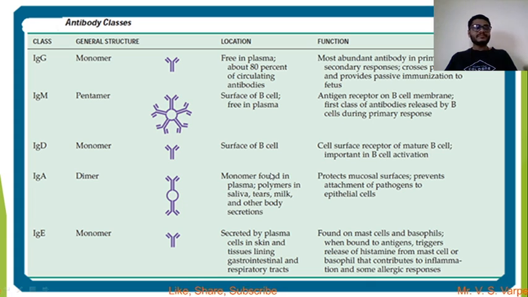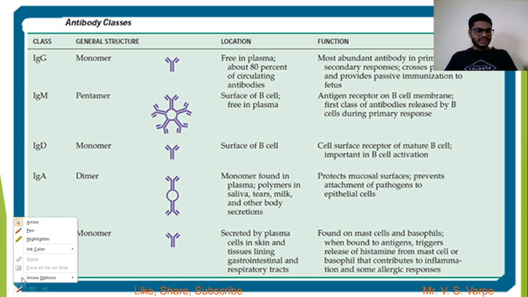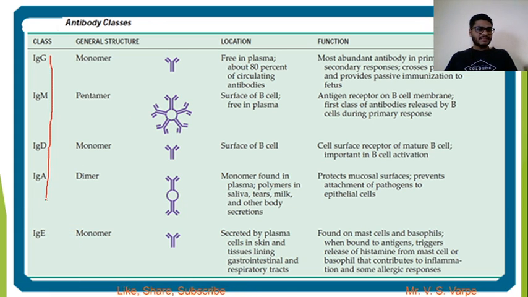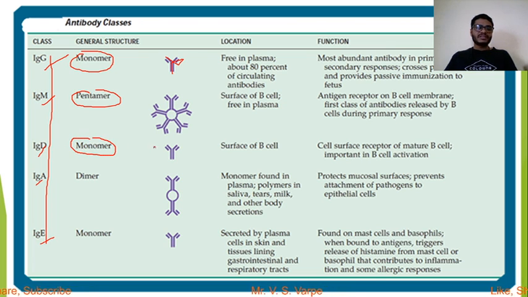Then this one is our table representation, and in this table the 5 classes are present: IgG, IgM, IgD, IgA, and IgE. Normally the general structure of IgG is a monomer. This is just a Y-shaped structure, that's why we call it a monomeric structure. The general structure of IgM is pentameric, with 5 sites, 1 2 3 4 5. Then IgD also shows the monomeric structure, just a Y-shaped structure. It is difficult to distinguish IgG and IgD. They look the same.